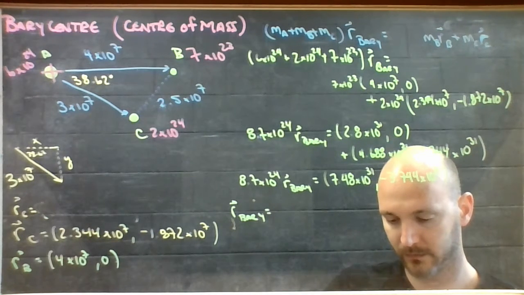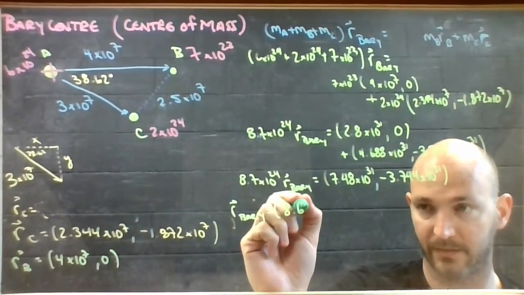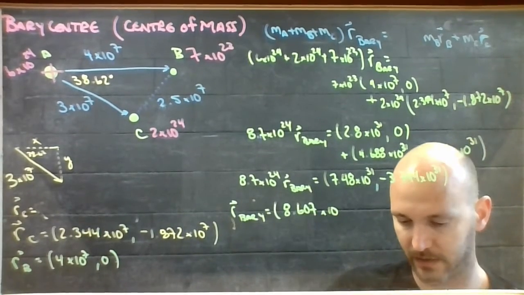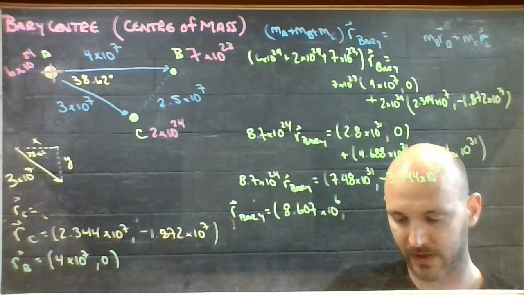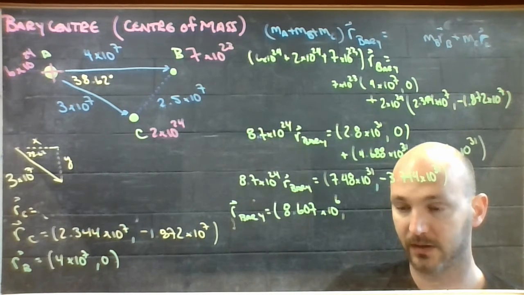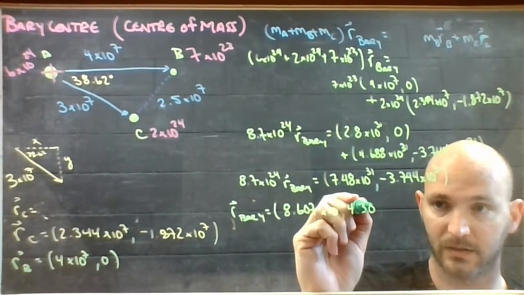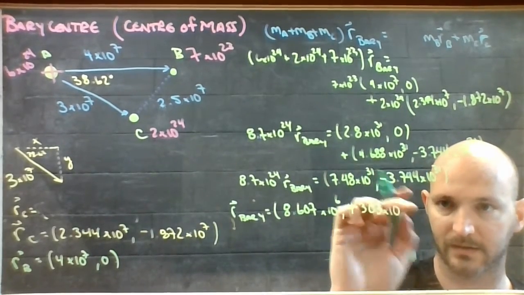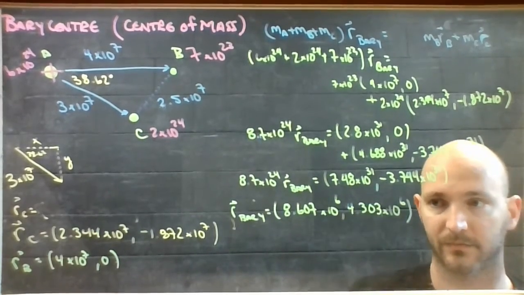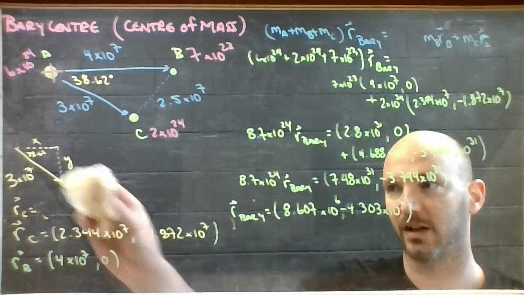7.488 times 10 to the 31 divided by 8.7 times 10 to the 24 gives me 8.607 times 10 to the 6. And 3.744 times 10 to the 31 divided by 8.7 times 10 to the 24 gives me 4.303 times 10 to the 6. Okay. So I'm going to copy that vector up here so that I can get this off of my face.